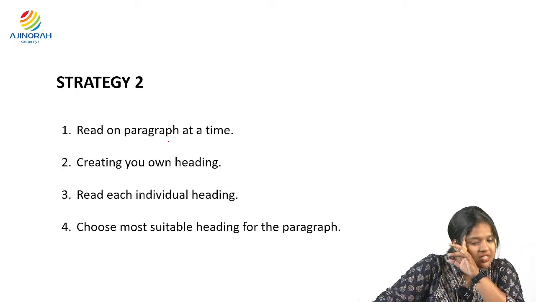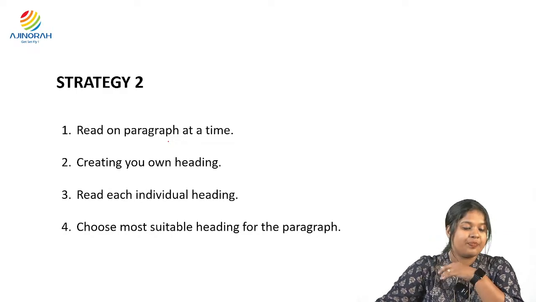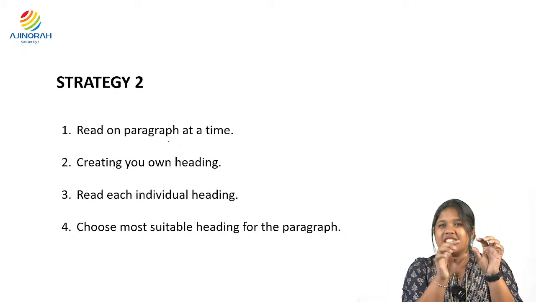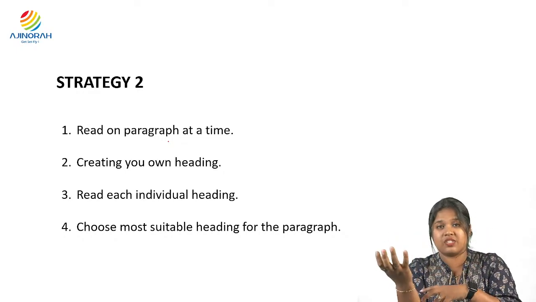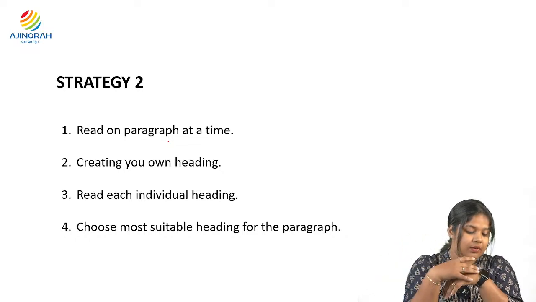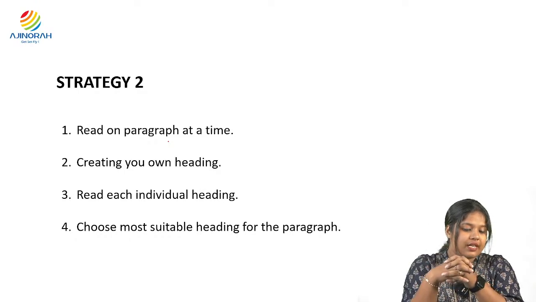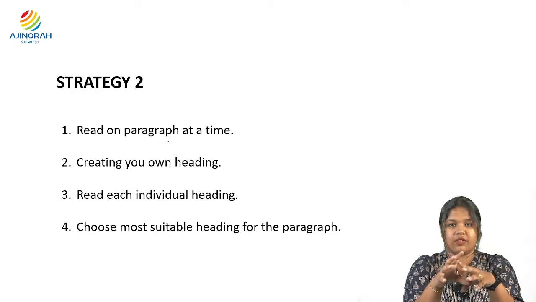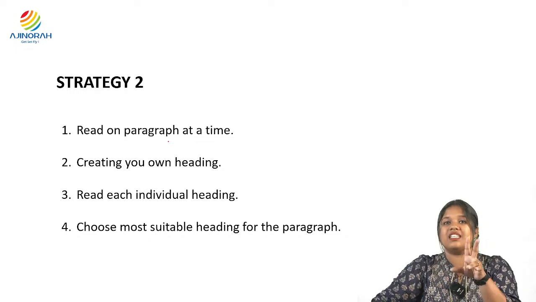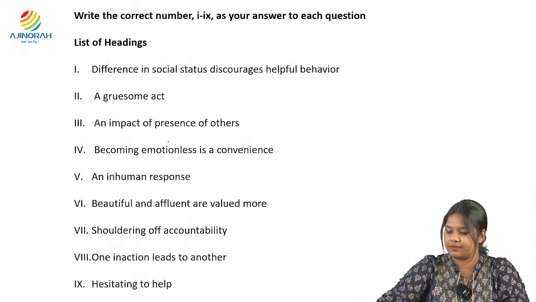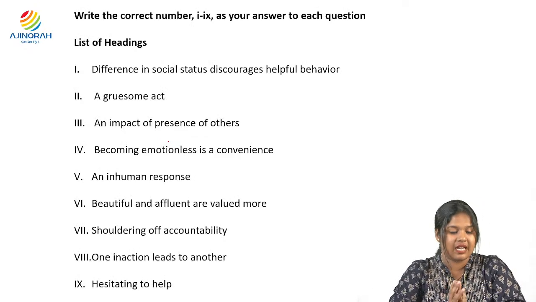We'll be discussing strategy 1 and 2 in our exercise. Strategy 2 is to read the whole passage, summarize each paragraph, and then go into the questions, then match which one is right and wrong. So first, read the paragraph, then create your own heading. After that, read each individual heading, then choose the most suitable heading for the paragraph. So these are the 2 strategies that you could follow in this type of question. Now we'll go into the exercise.